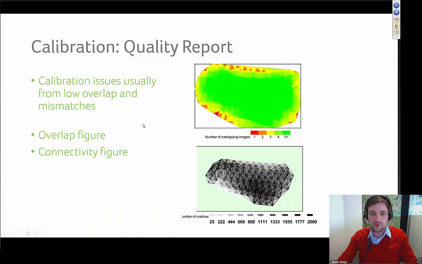All right, so that was a small aside on these two figures that are usually the ones that we check every single time in the projects.